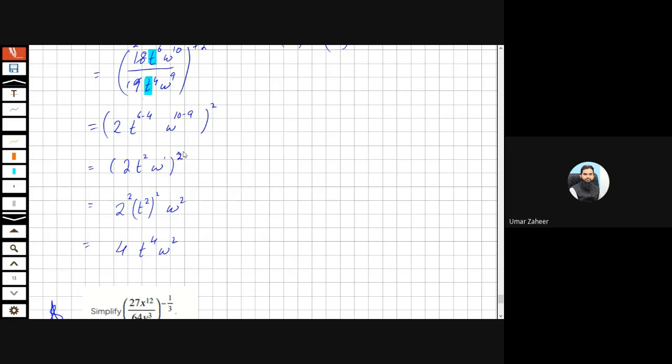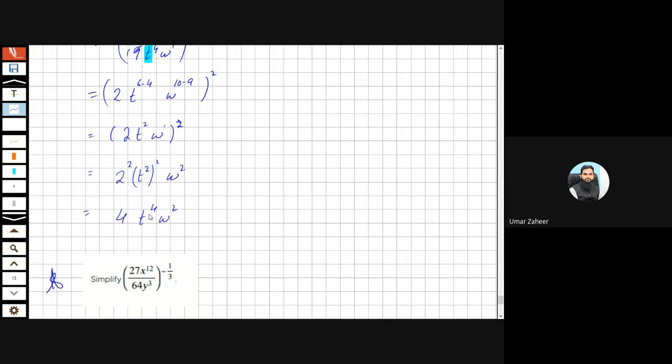So I just apply the square inside the bracket. It will be on 2, on t, on w. On each term. It doesn't matter if it's 2 terms or 3 terms. If all the terms are multiplying and there is a whole power, you have to apply the power on each term. So it will be 4 t^4 w^2. So that's the final answer. Clear? Yes, sir.